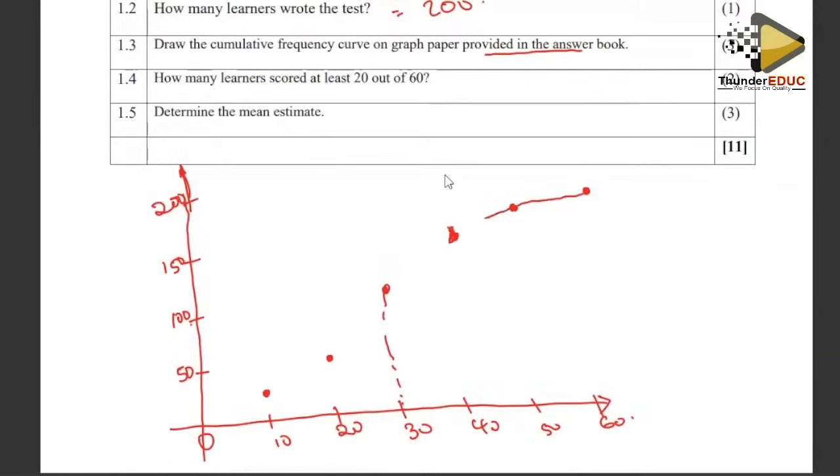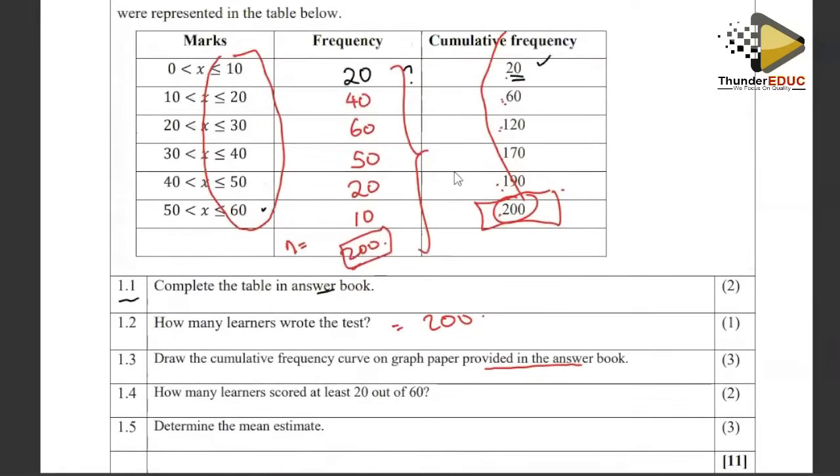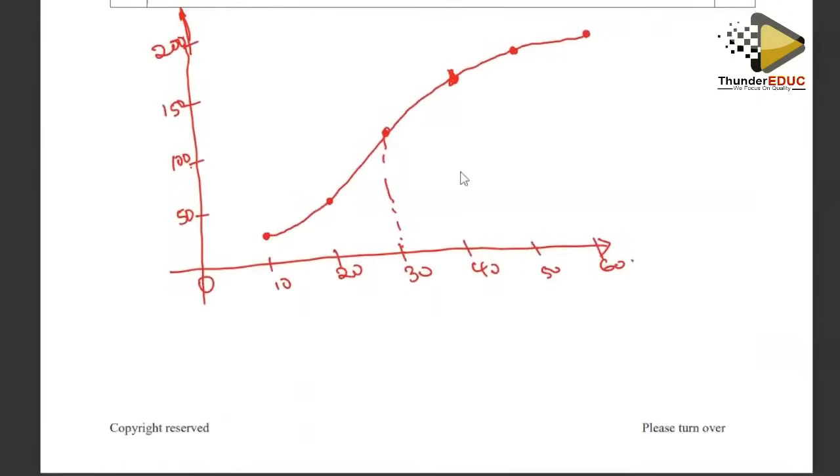Then connect your points freehand, and then you need to extend the graph to the starting point. That's where the graph must start from. It needs to be footed. Okay, so that is the cumulative graph that we would have in that sort of scenario.